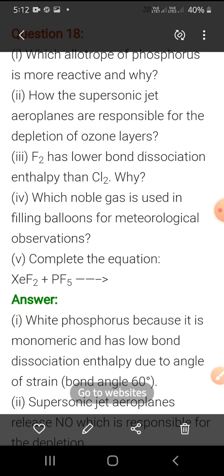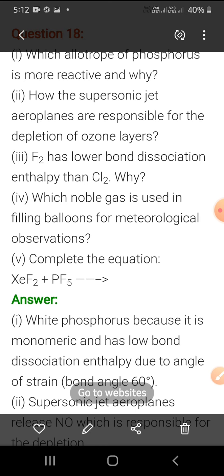How are supersonic jet airplanes responsible for the depletion of the ozone layer? Supersonic jet aeroplanes release NO. NO means nitric oxide. And this nitric oxide, when it reacts with O3, forms NO2 plus O2 is released. That is why the ozone layer gets depleted. Which noble gas is used in filling balloons for meteorological observation? You know very well, helium.